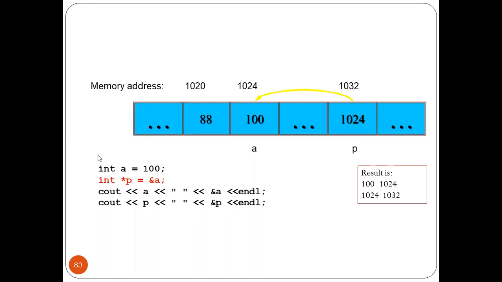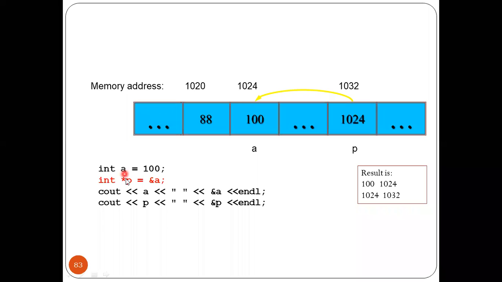Here, if I'm initializing integer a is equal to 100, so a is holding the value 100. Then we have integer star p, which is a pointer variable, while integer a is a regular variable. What value the pointer is initialized with matters, right? So star p is equal to ampersand a.